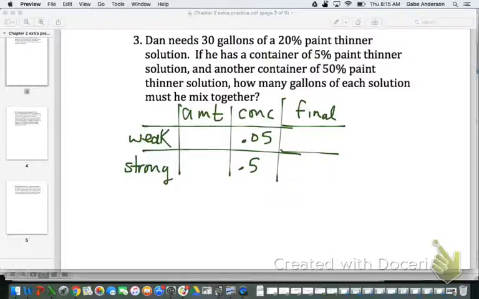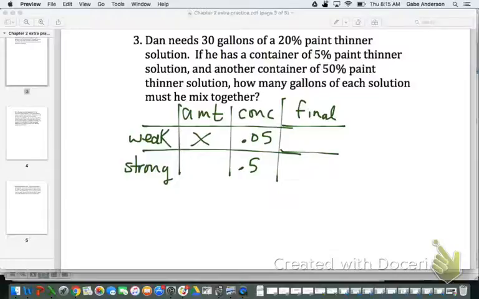Okay, so then the amounts are always a little tougher. What amount does Dan want to end up with in the very end? He wants 30 gallons. So does that mean he needs 30 gallons of each? Because if he did, he would actually end up with 60 gallons. He only wants 30. So the amounts are definitely unknowns, aren't they? Unknowns always involve some kind of a variable. So we would just want to make one of them an x. Which one do you want to make an x? Weak. Weak is going to be x then. That's fine. Actually makes no difference. I'm going to go with what he said.